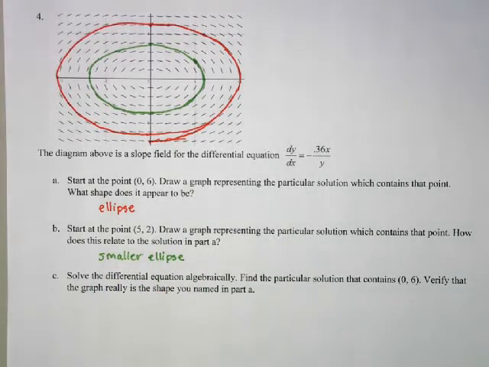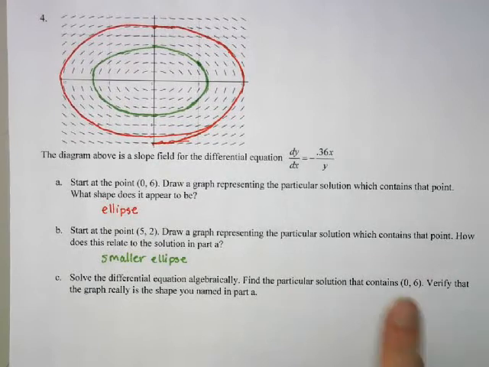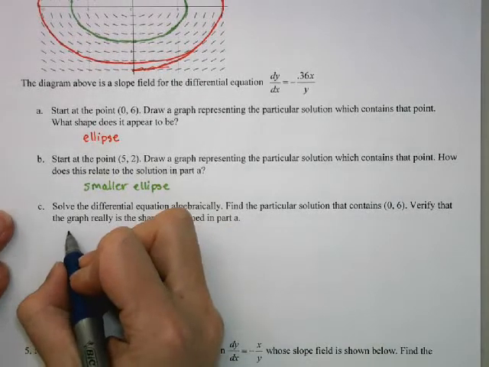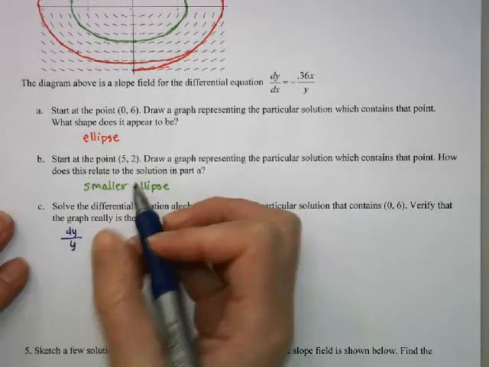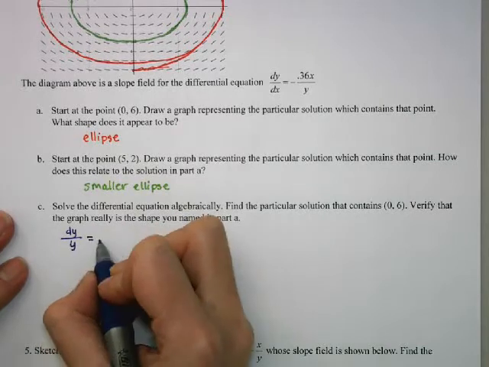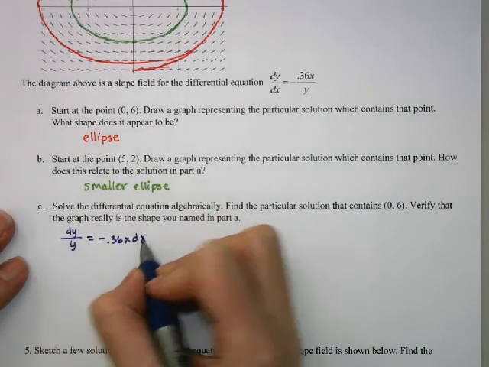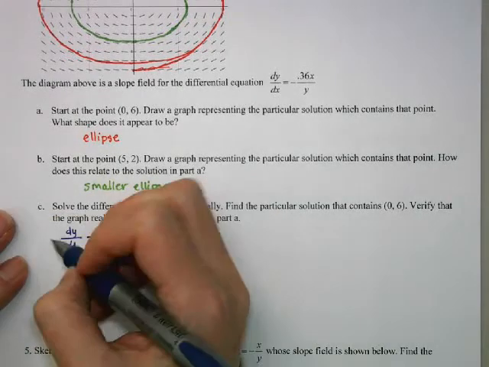Okay, so let's look at how this relates algebraically. We're going to solve the differential equation, and we're going to use the (0, 6) as our initial condition, and then we're going to match that to our graph here. So if I separate my variables, we're going to have dy over y equals negative 0.36x dx. We'll integrate that.